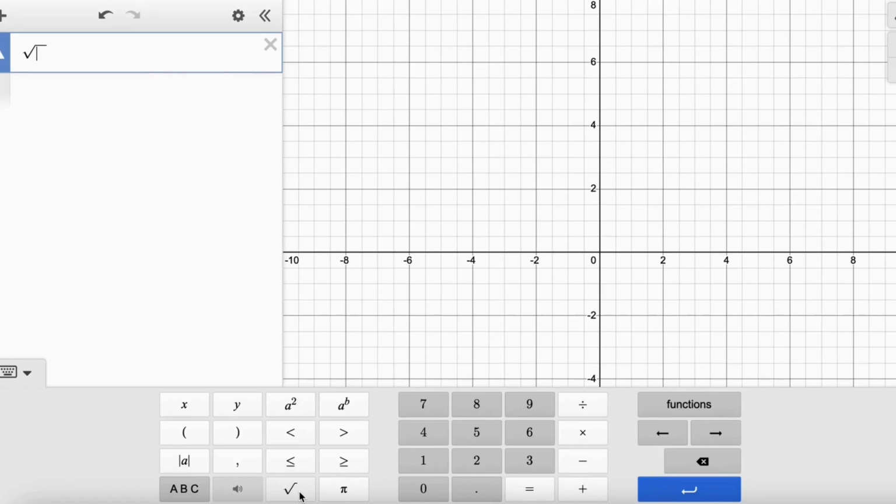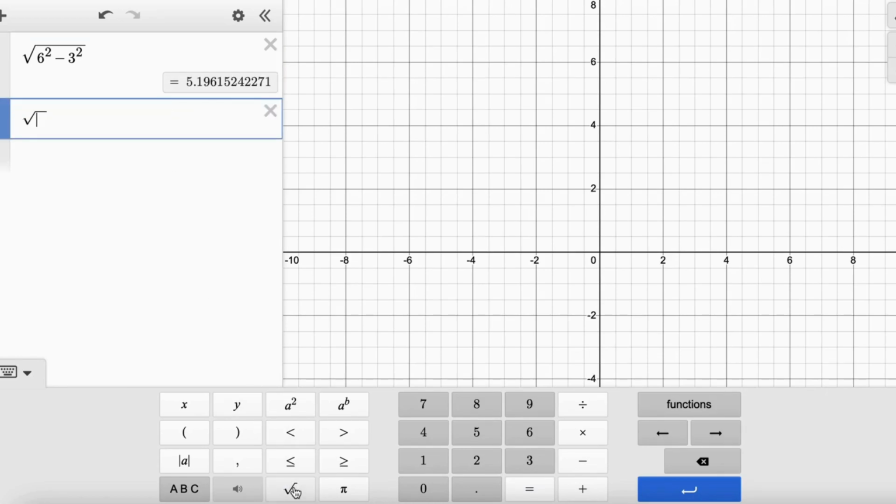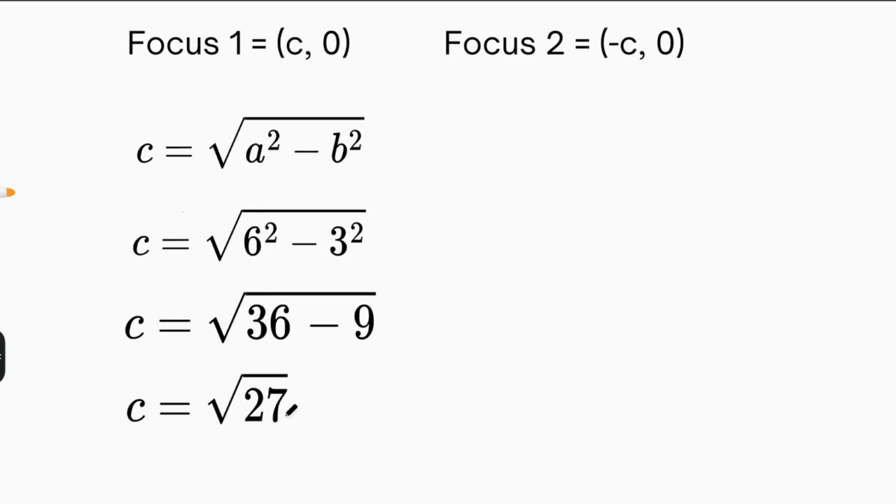Here I'm going to show again using the Desmos calculator. So 6 squared minus 3 squared. Here we're getting 5.19 because square root of 27 is 5.19. So we can take c equals square root of 27 or 5.19, but I prefer to take it as square root of 27. Okay, so c equals square root of 27.